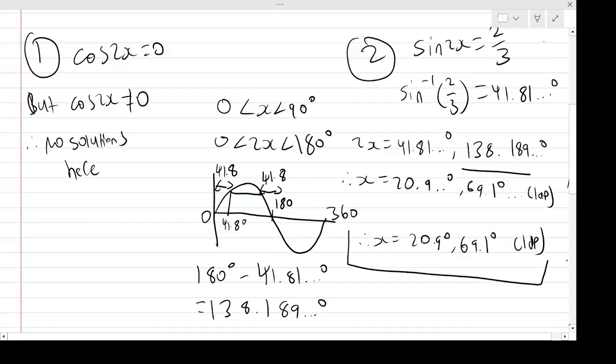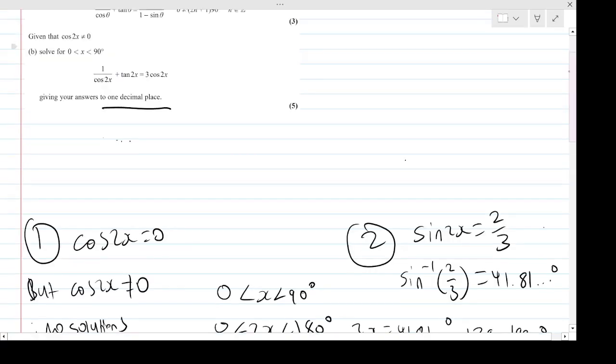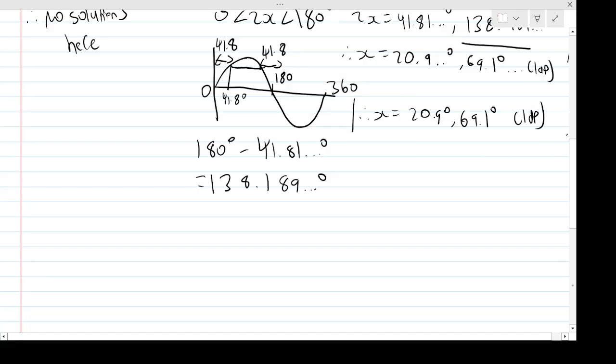And there we are. So that's my solution. And yes, the question did say to one decimal place. So that is my two values of x to that equation.